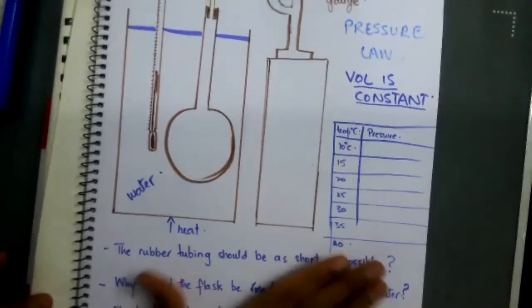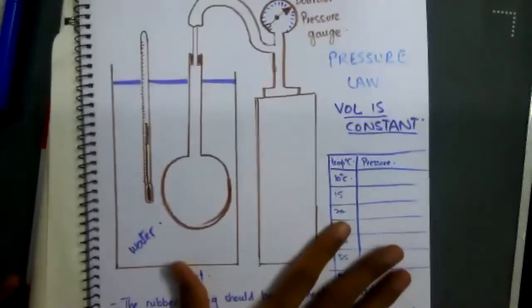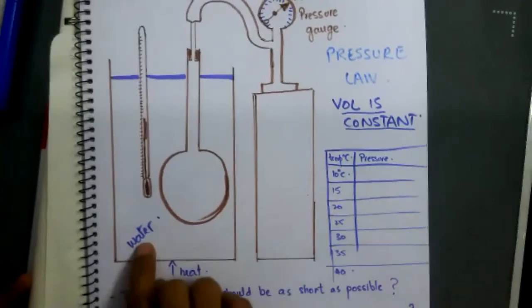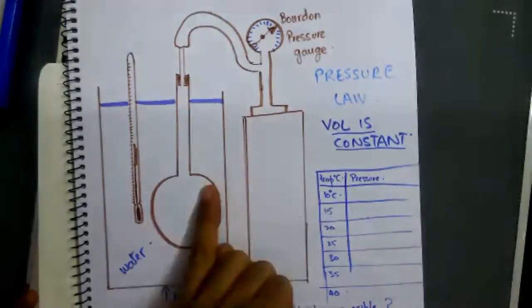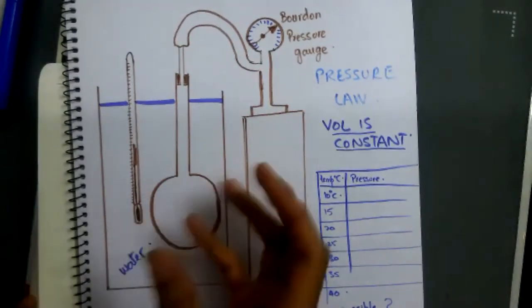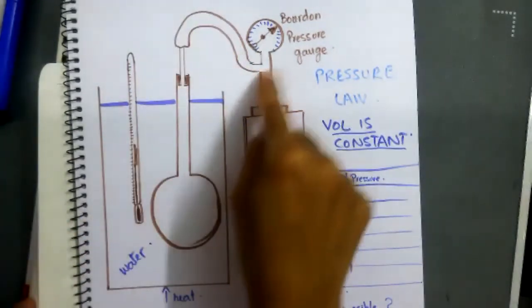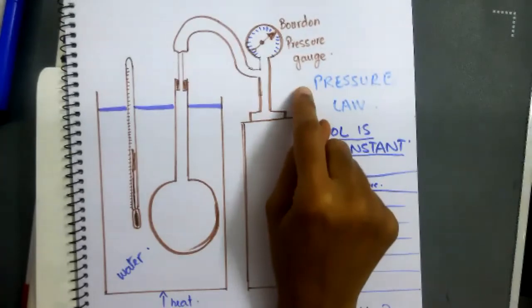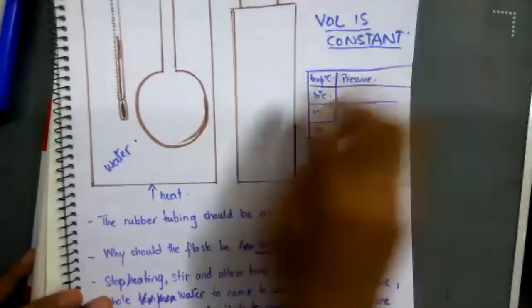Now, I have a few questions regarding this. This experiment is really simple. As the temperature increases, the pressure will increase because the molecules will bombard the walls of the container more violently. That would increase the pressure, which can be measured with the help of this Bourdon pressure gauge. And so we can have this table.